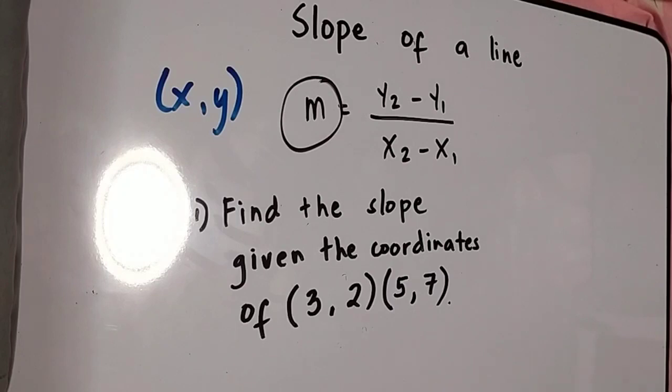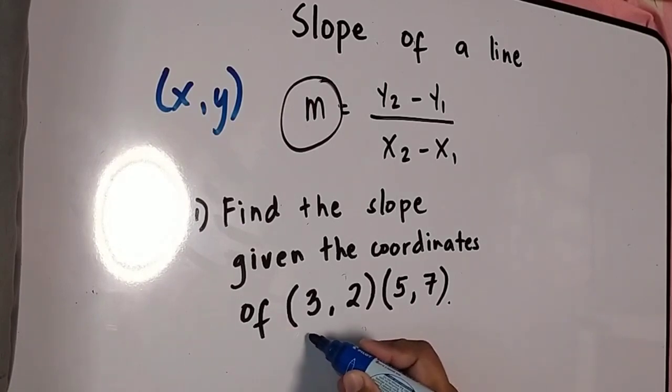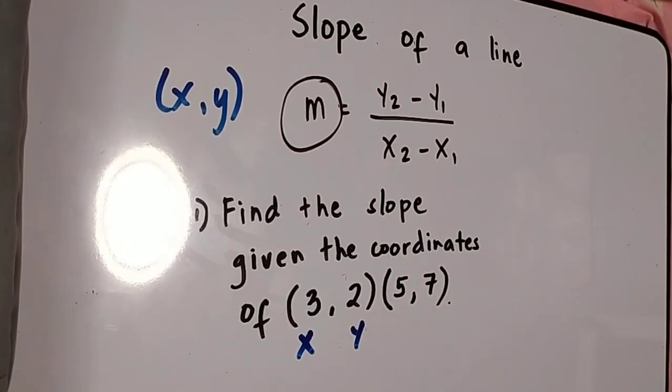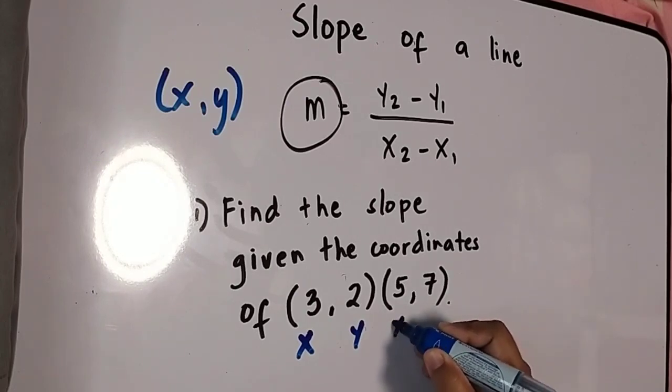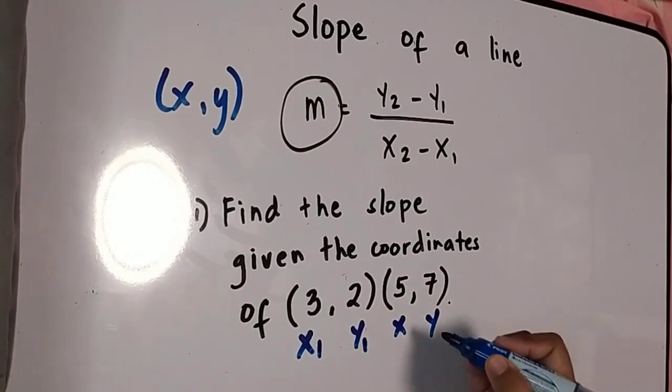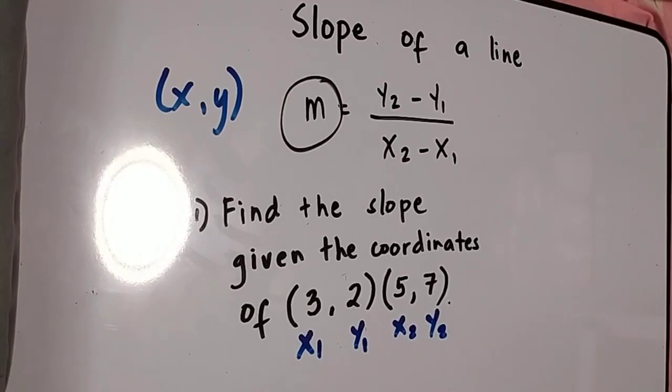Now, since dalawang coordinates yung given, therefore, yung isa, x sub 1, y sub 1, yung pangalawang coordinates, x sub 2, y sub 2. So, dito kay 3 and 2, identify muna natin kung saan dyan si x and saan si y. Diba, lagi naman nauuna si x. So, therefore, x here is 3, y is 2. Kay 5, 7, si x ay si 5, si 7 si y. Of course, yung first given coordinates, yun yung magiging x sub 1 and y sub 1. Yung second given, sila naman magiging x sub 2, y sub 2.